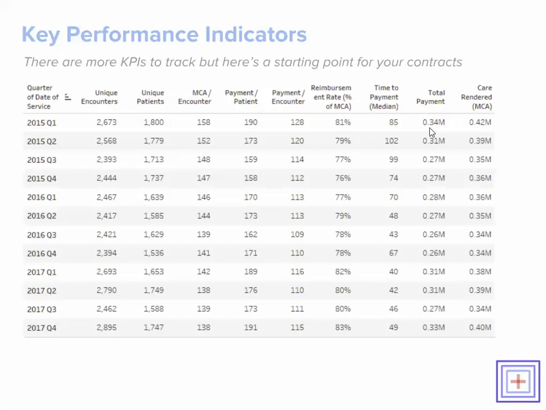Total payment, this is tracking the size of that contract, and care rendered, similarly the size of that contract. So these are just a sample of KPIs. We'll jump into some of them now. The idea is you want to, again, really think about what do you care about as an organization, and once you decide on what those are, set up those KPIs and track them and really push for improvement on them.